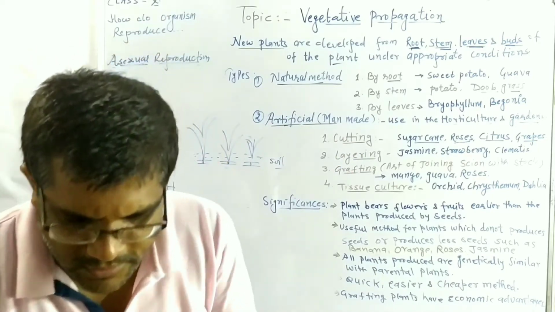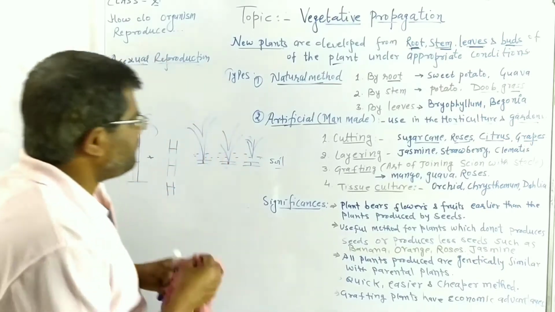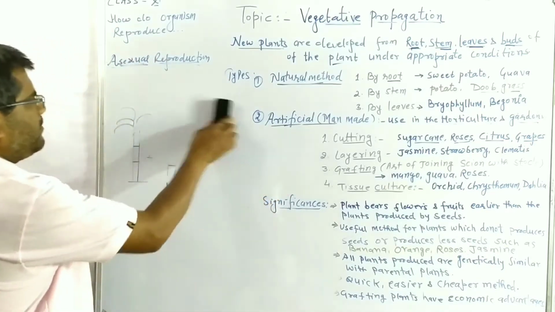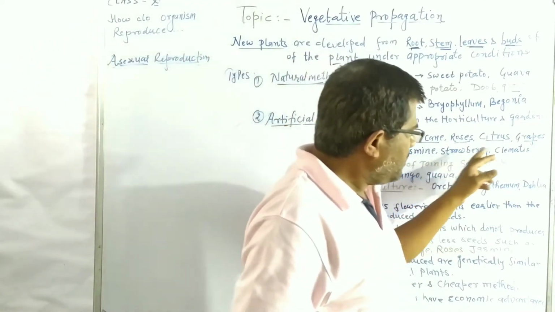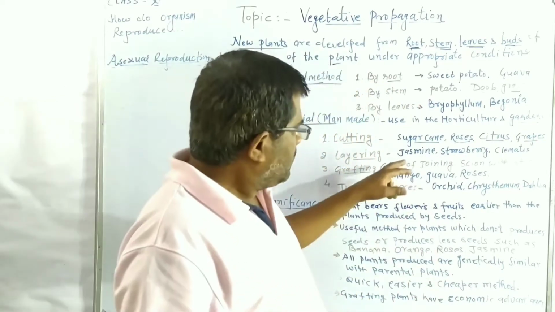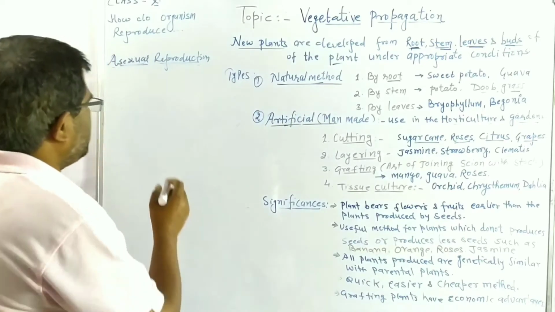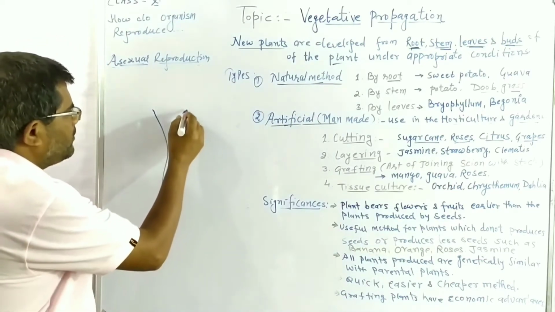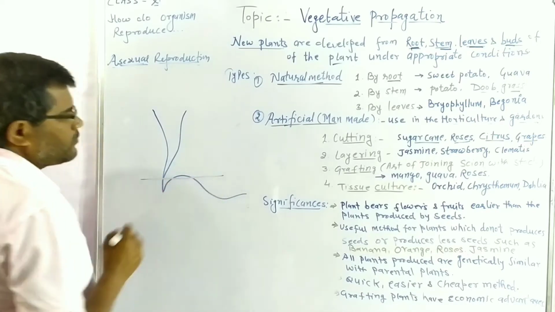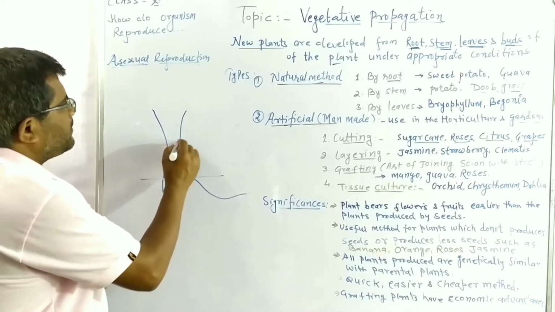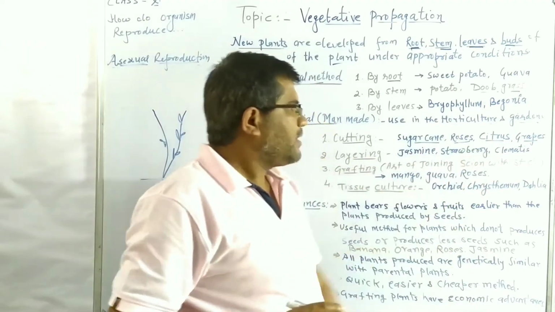Another method is the layering method. Layering is very common in jasmine, strawberry, and clematis. In layering method, what happens? Suppose this is the plant. So in this plant, one branch goes down. It may be the jasmine plant, or the strawberry plant, or the clematis plant.